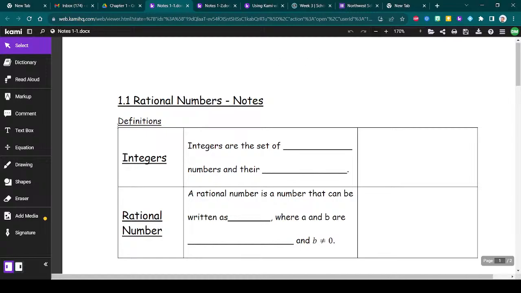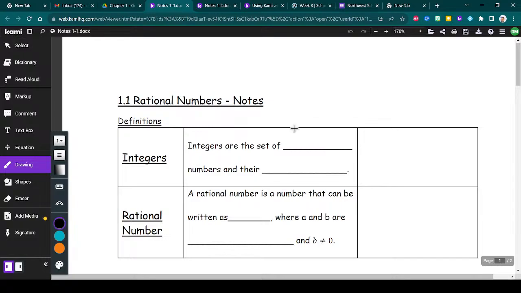All right, today we're going to look at integers, rational numbers, and absolute value. Integers are the set of whole numbers and their opposites. So the whole numbers begin with 0, 1, 2, 3, and so on. And the opposites of those are -1, -2, -3, and so on.